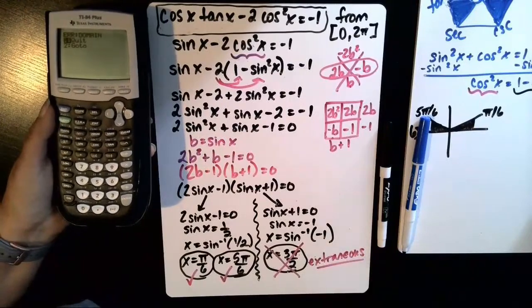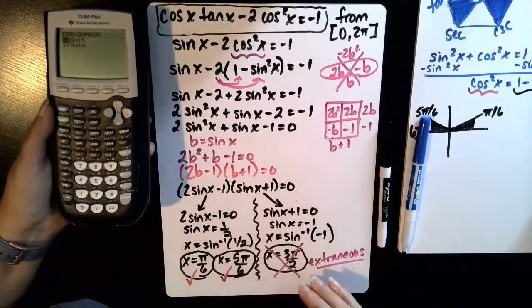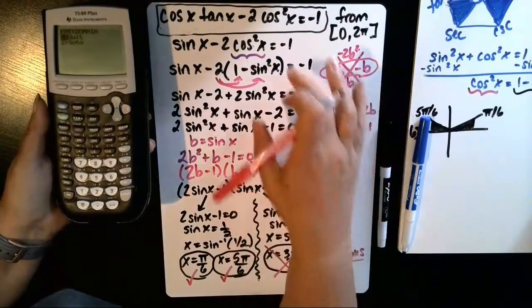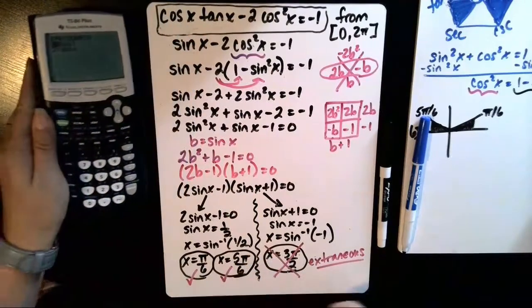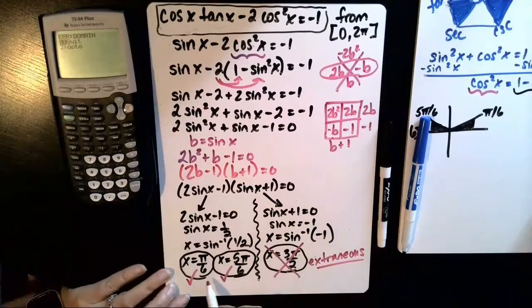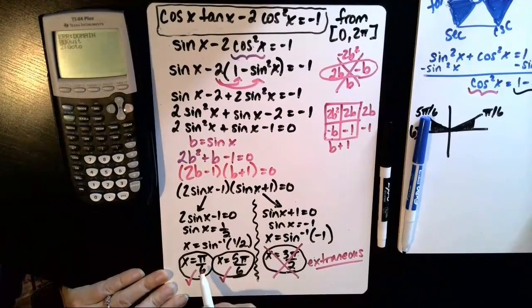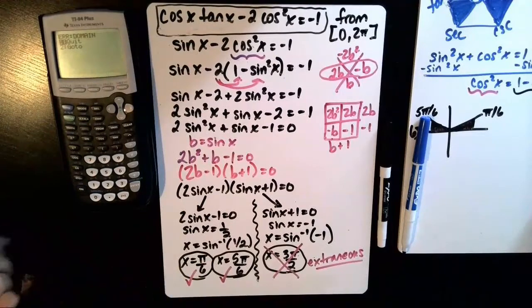Extraneous means it's a solution that occurred not because of an algebra error. It's just in the nature of the problem that we started with. We end up with a solution that isn't going to work. Okay. So our two solutions then for this equation that check are pi over 6 and 5 pi over 6. Hope that helps.